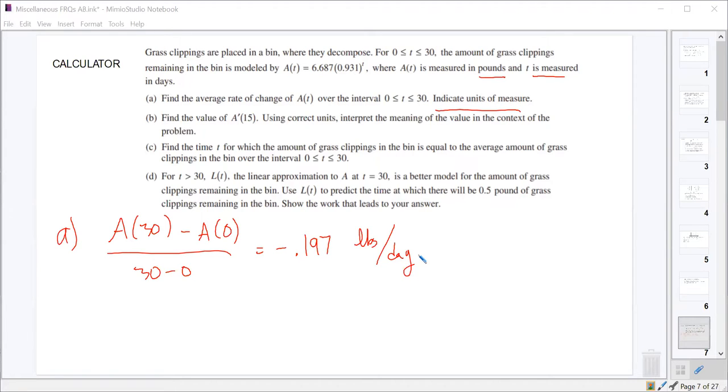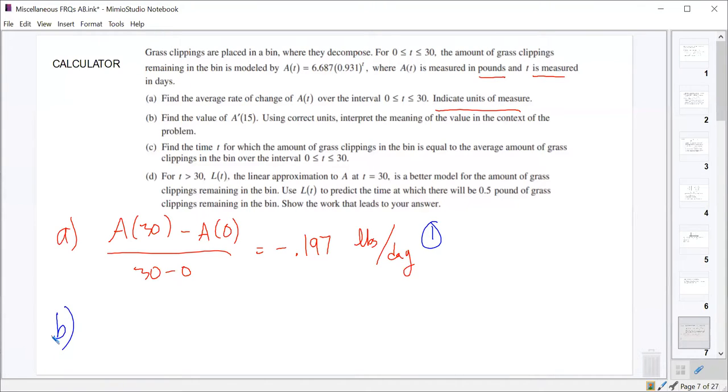Hopefully that part was pretty easy. 1 point for answer with units. Answer without units, 0 points. Units without answer, 0 points. 1 point for answer with units. Sometimes it's 1 point for the answer and 1 point for the units. So even if you have no idea what to do, at least if you know what the right units are, put the right units, because there's a chance you might get a point for it. But you never know.